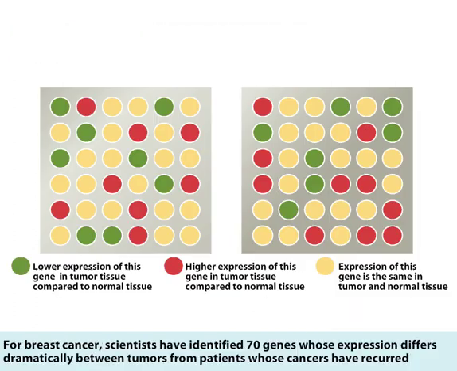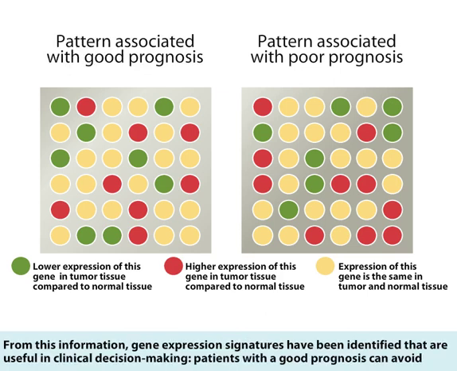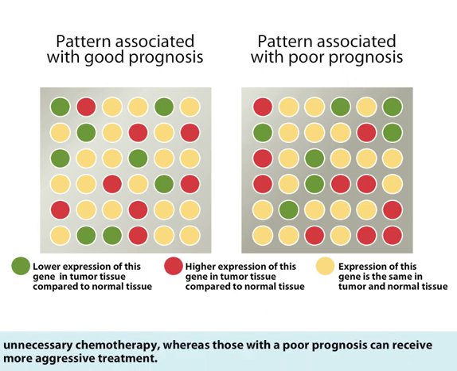For breast cancer, scientists have identified 70 genes whose expression differs dramatically between tumors from patients whose cancers have recurred and tumors from patients whose cancers did not recur. From this information, gene expression signatures have been identified that are useful in clinical decision-making. Patients with a good prognosis can avoid unnecessary chemotherapy, whereas those with a poor prognosis can receive more aggressive treatment.